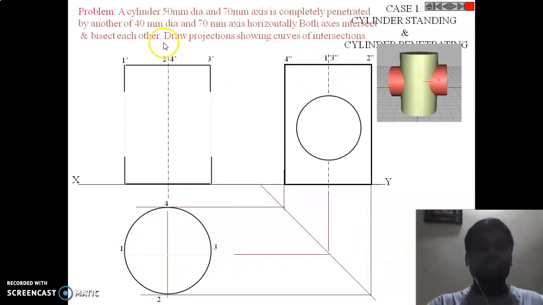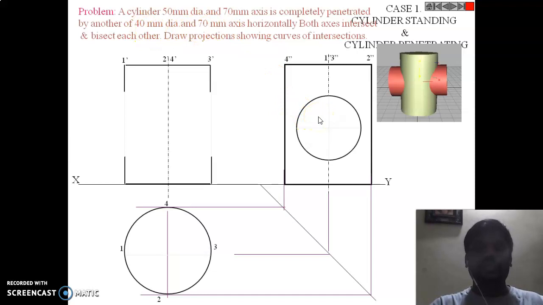Next I need to represent a horizontal cylinder. In order to draw the horizontal cylinder, first I need to draw the true shape, isn't it? This is a horizontal cylinder. The true shape of the horizontal cylinder is what? Circle. So a circle of given diameter 40 will be within this rectangle. When you place a cylinder here, if you look at this image, you see the circle within this rectangle. So with 40 diameter, I mean 20 radius, you are going to draw the circle.